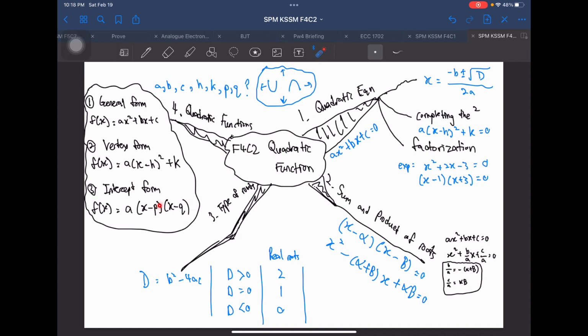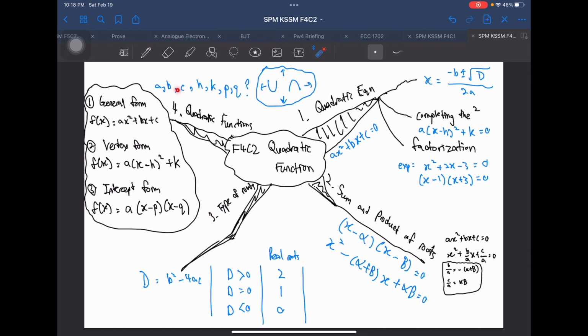What's important in this part is that you need to know what each variable a, b, c, h, k, p, q means. If a is positive, it means the graph is a smiling face. If it is negative, it means the graph is a sad face.